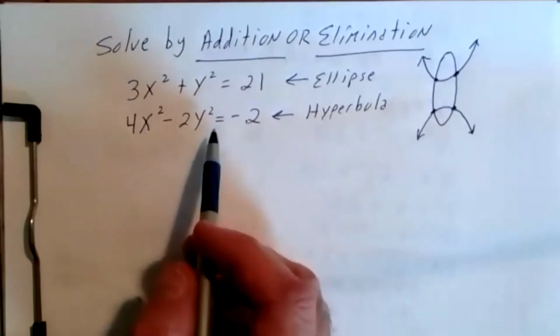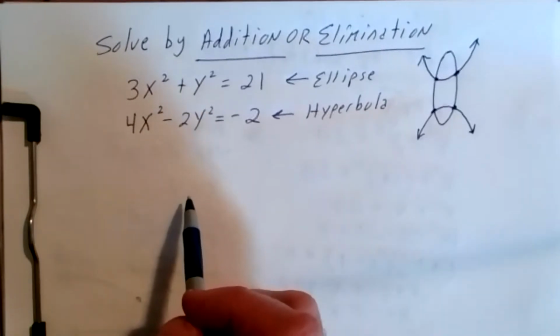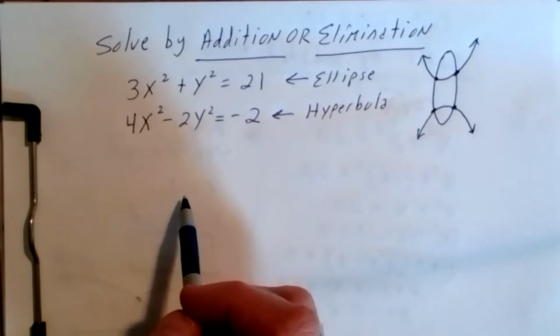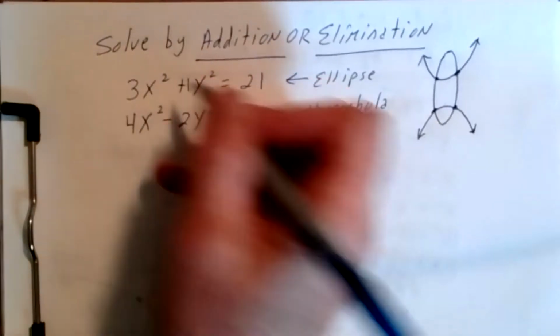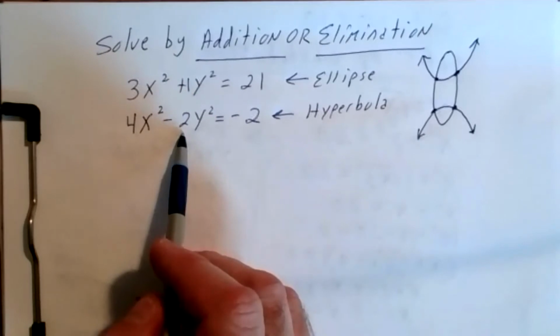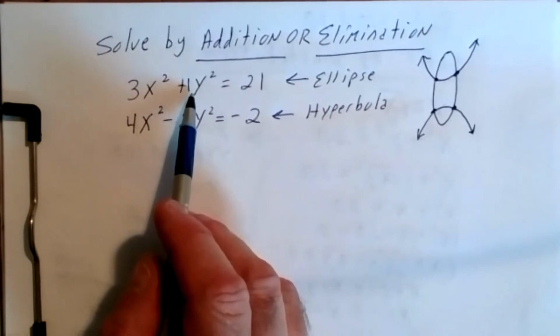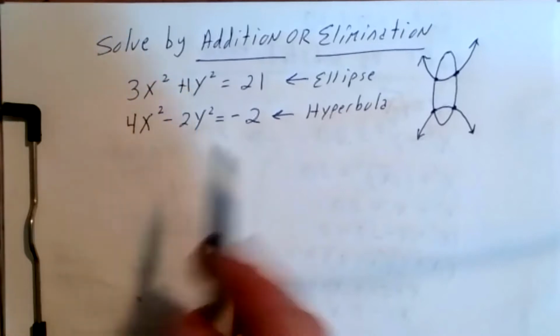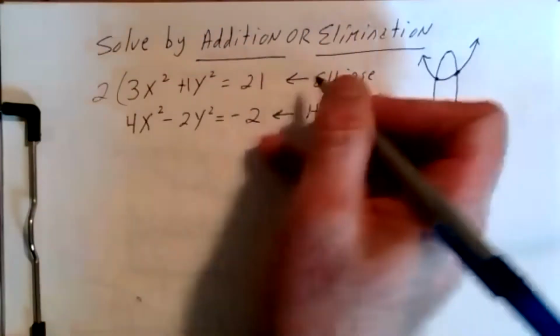What variable do you want to eliminate, x or y? Which one would be the easier variable to eliminate? X or y? Y. Let's try to make this become a positive 2y squared since we have a negative 2y squared here. To accomplish that, I would multiply my first equation by 2.